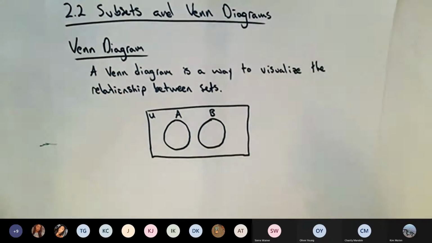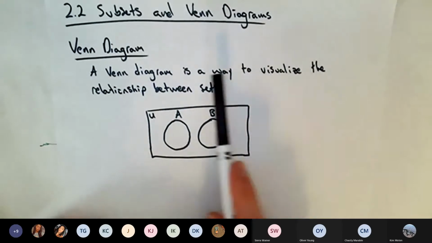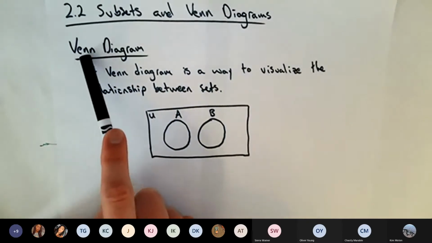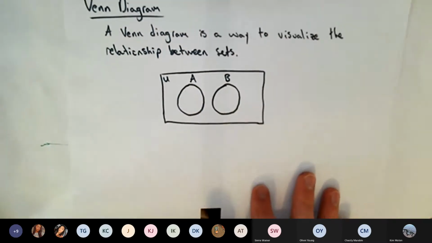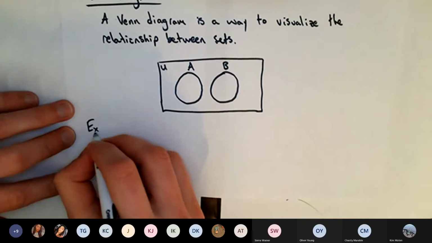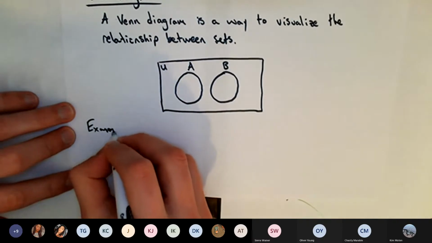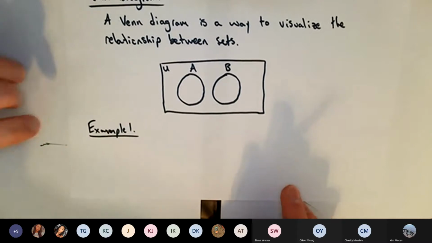And by the way, it's called a Venn diagram. It's just the dude who created these, his last name is Venn. That's why they're called Venn diagrams. All right. So let's go to an example. Let's get straight into an example using a Venn diagram.